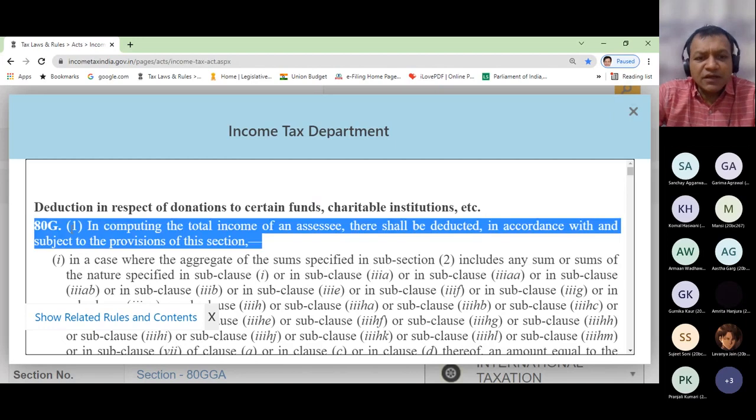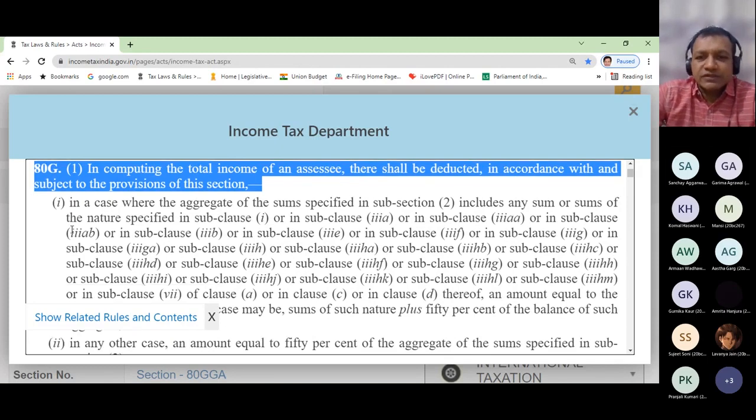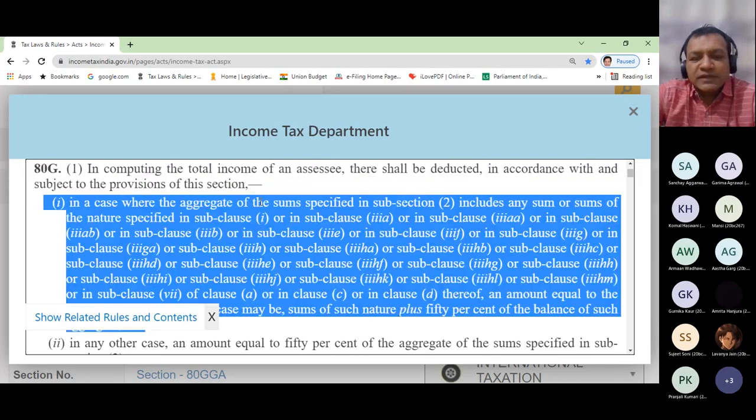80G subsection 1. In computing the total income of an assessee, there shall be deducted in accordance with and subject to the provisions of this section. Now it is technical to read 80G from the Act, but if not today, maybe after 2, 3 or 4 years, you have to read the original sections. So it is technical, like in a case where the aggregate of the sum specified in subsection 2 includes any sum of the nature specified in sub-clause 1 or sub-clause 3A, sub-clause 3AA or sub-clause 3AB, etc.